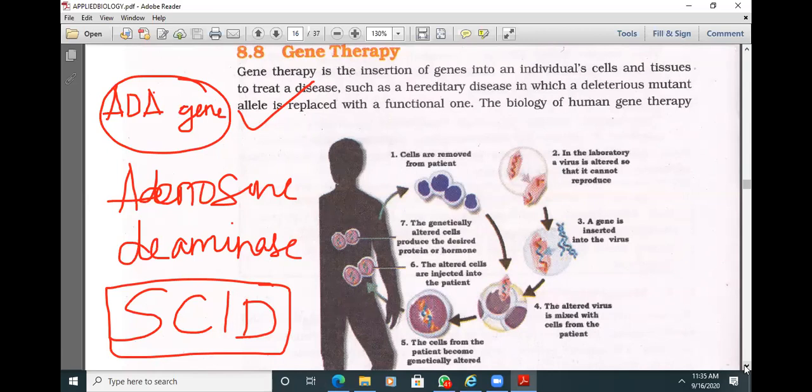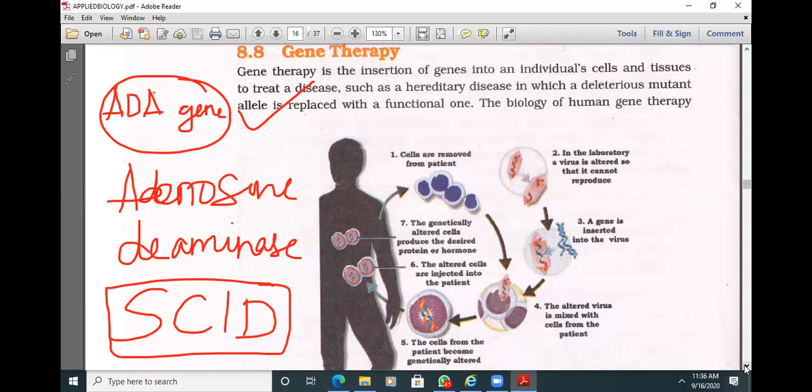We remove the patient's cells. We insert the gene into that particular cell, and then after that, the cell will be inserted back into the patient's body. Okay, so let's talk about this from the angle of the ADA gene. When we talk about cells removed from the patient, which cells? Bone marrow cells will be removed, because T lymphocytes particularly are going to be affected because of the absence of this gene. So bone marrow cells will be taken.